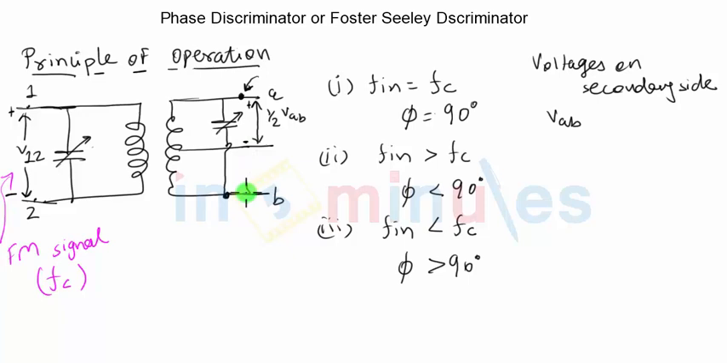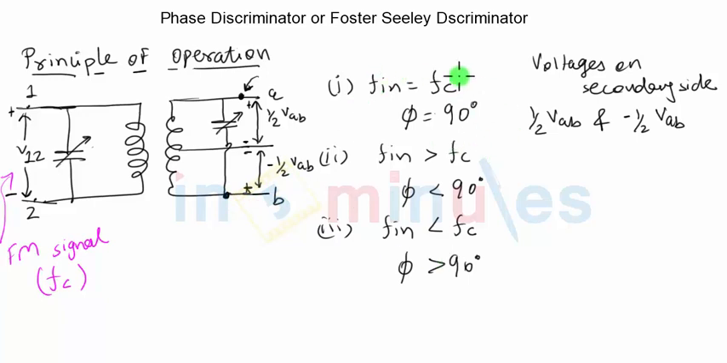And if I define the voltage in the second half with polarity minus plus, and if I still use the same notation VAB, then it will be nothing but minus half VAB. Minus half, because I'm measuring the voltage at point B with respect to the center tap terminal. So the voltages generated on the secondary side are half VAB and minus half VAB. Half VAB will go to the first envelope detector, and on the lower terminal minus half VAB will go to the second envelope detector.